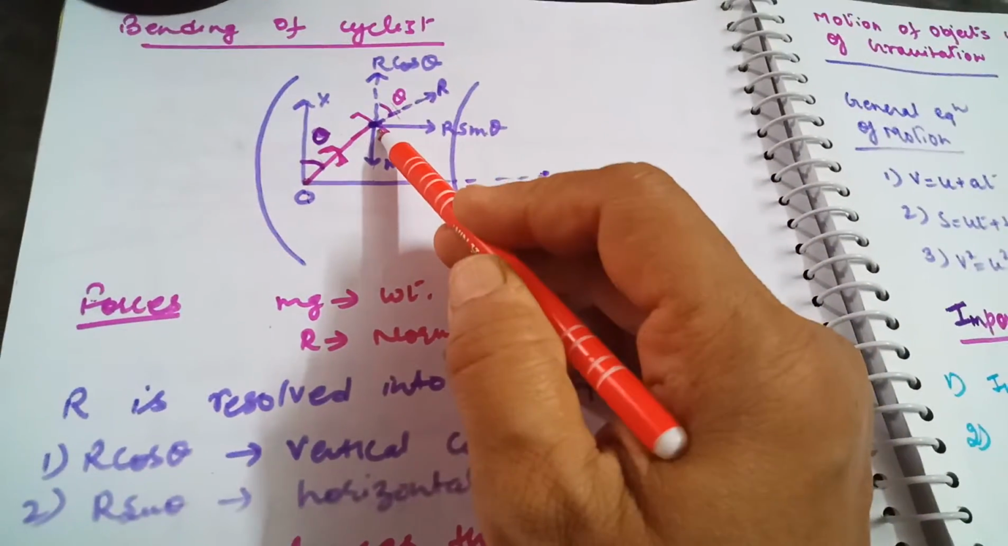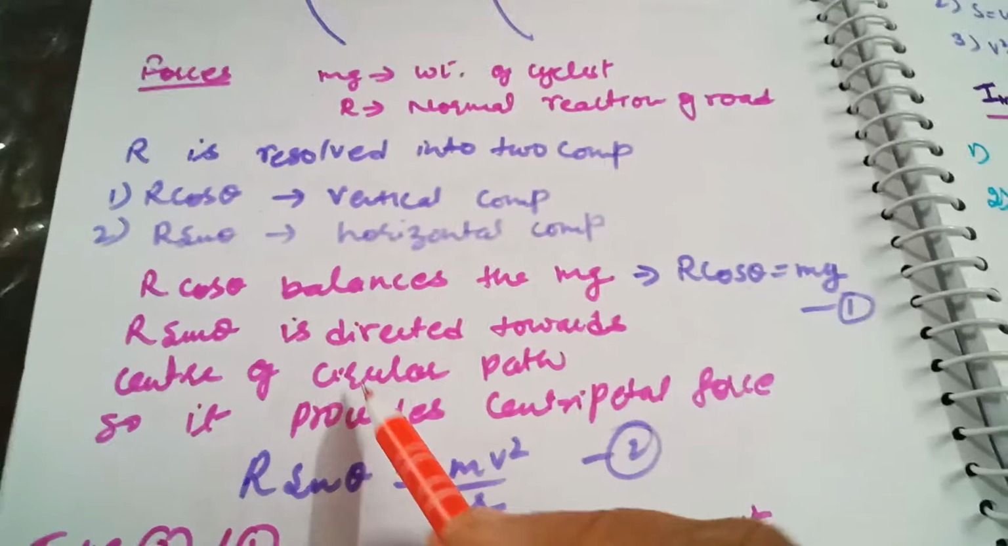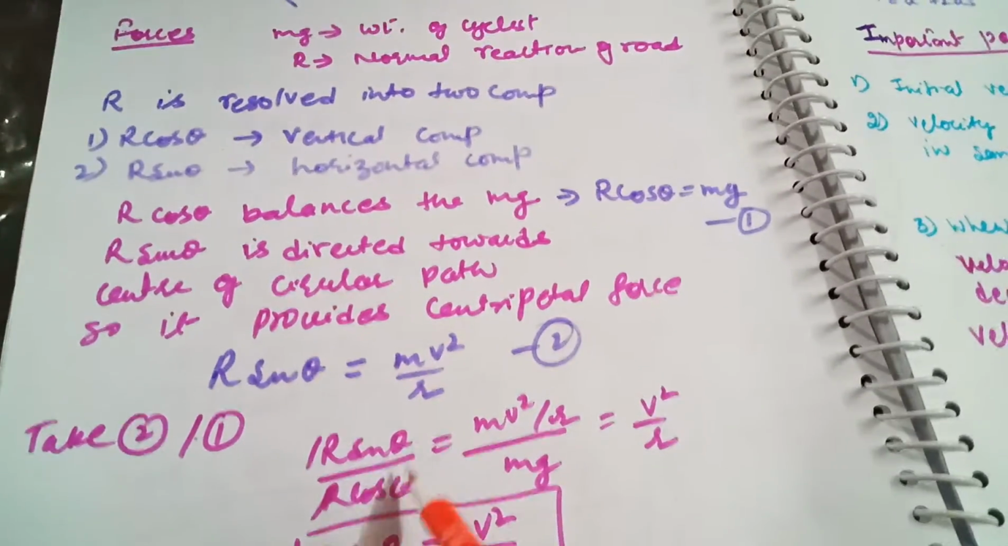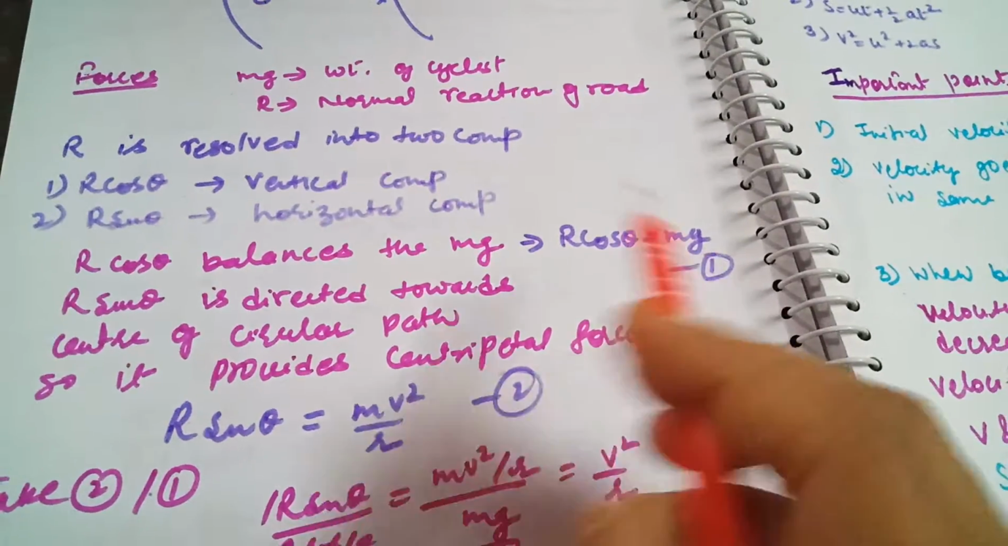Since the cyclist is balanced on the road, R cos theta balances the weight of the cyclist. So here R cos theta is equal to, that will be equal to m into g, balances the weight.